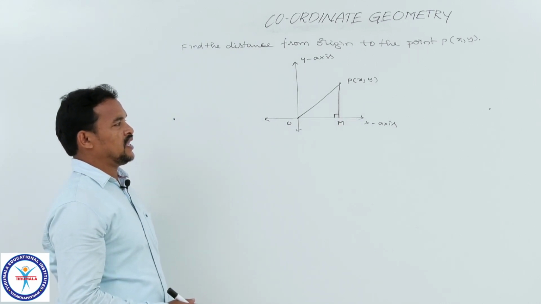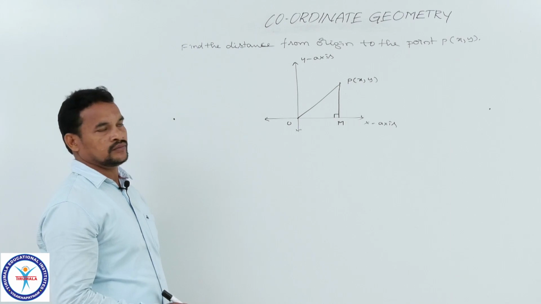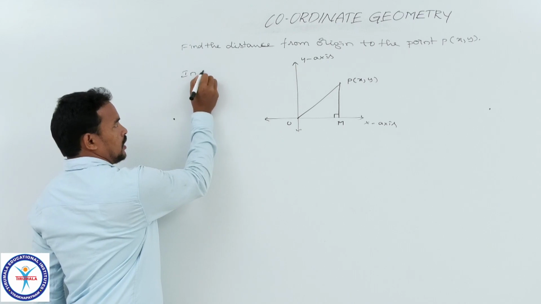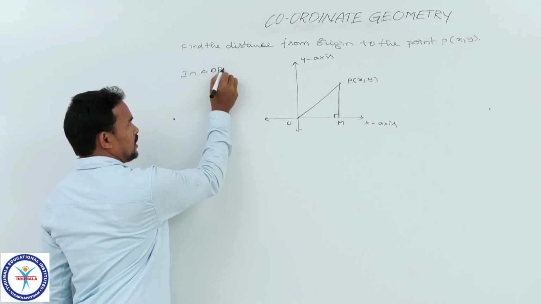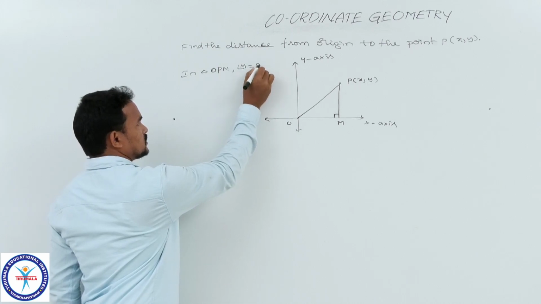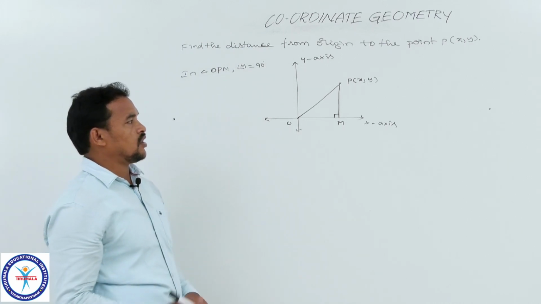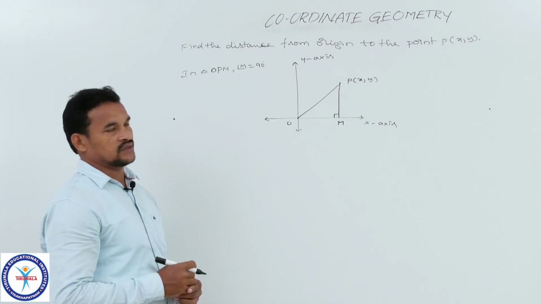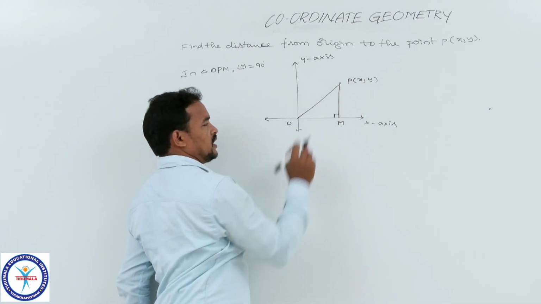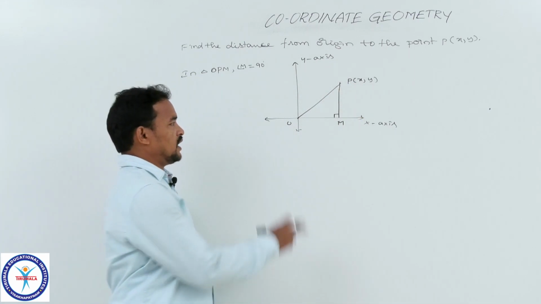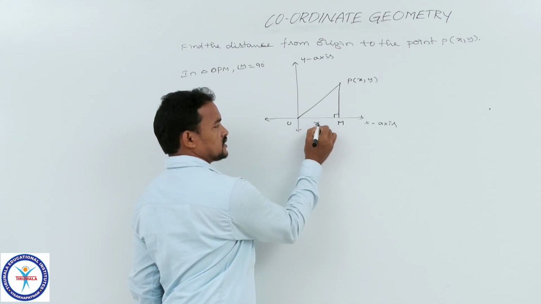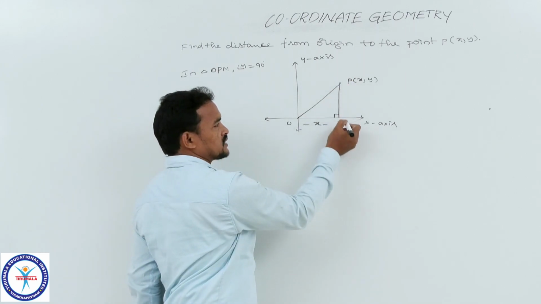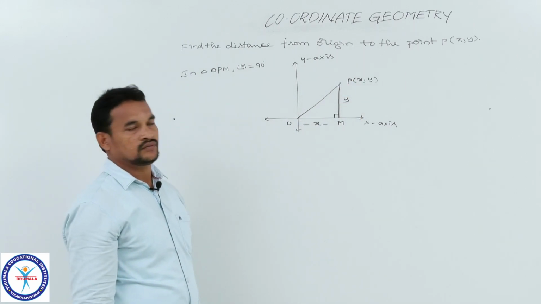In triangle OPM, angle M equals 90 degrees. Now by the diagram, in triangle OPM, angle M equals 90 degrees. When one angle is 90 degrees, it is called a right angle triangle. In a right angle triangle, hypotenuse square equals side square plus side square. In point x comma y, what does x mean? The distance from origin to the point M, it is x. What does y mean? The distance from the point P to the x-axis, it is y.